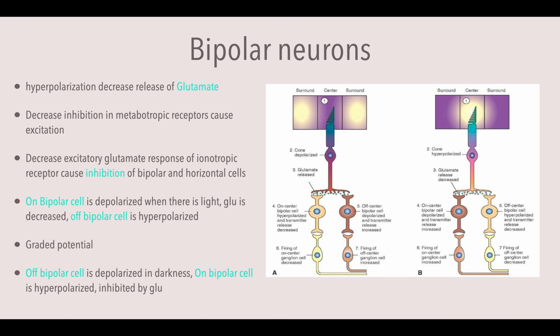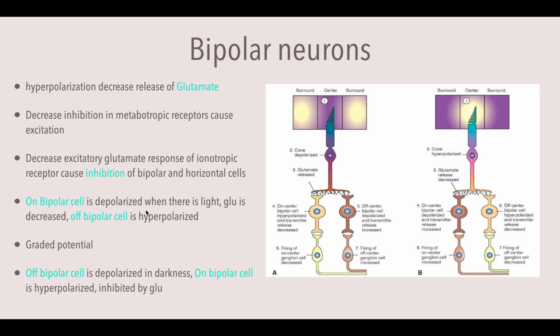Okay, so bipolar neurons. Hyperpolarization is going to decrease the release of glutamate, and the decrease in inhibition of the metabotropic receptors is going to cause the excitation. So, decreasing the excitatory glutamate response of the ionotropic receptor is going to inhibit the bipolar and horizontal cells. The ON bipolar cell is depolarized when there is light, glutamate is decreased, and the OFF bipolar cell is hyperpolarized.